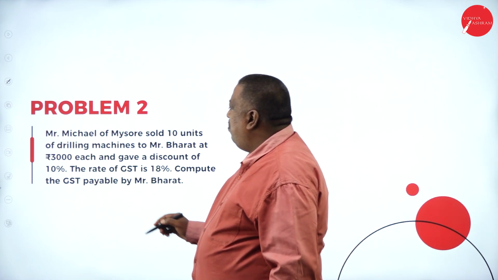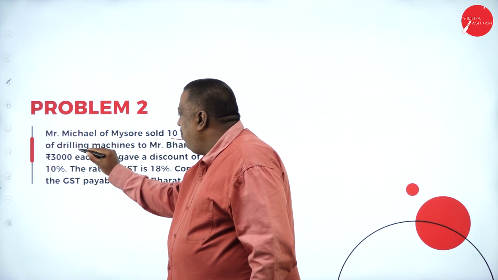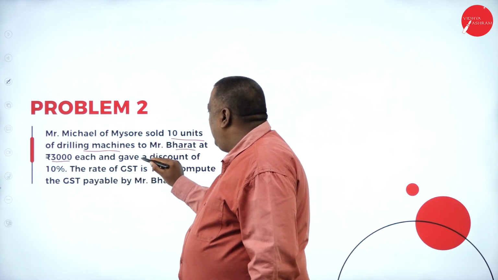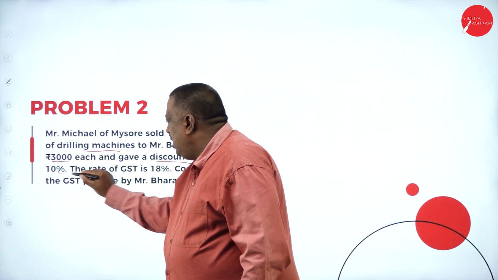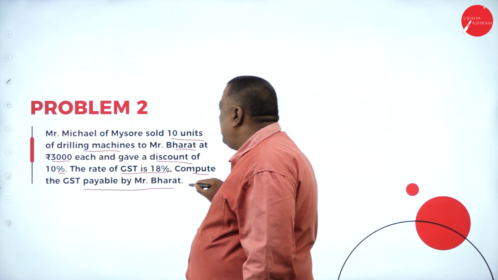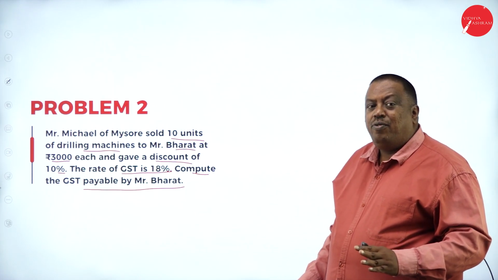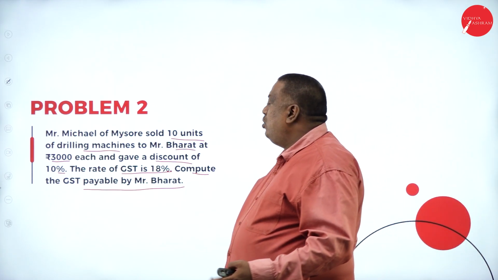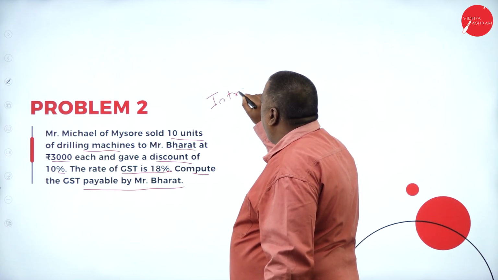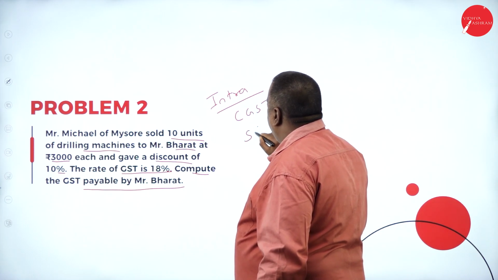Next problem, Mr. Michael from Mysuru sold 10 units of drilling machines to Mr. Bharat at rupees 3,000 each and gave a discount of 10%. The rate of GST is 18%. Compute the GST payable by Mr. Bharat. See, they didn't inform any concept here for which place we are supplying. So we'll assume that this is intra transaction. Intra means CGST and SGST.